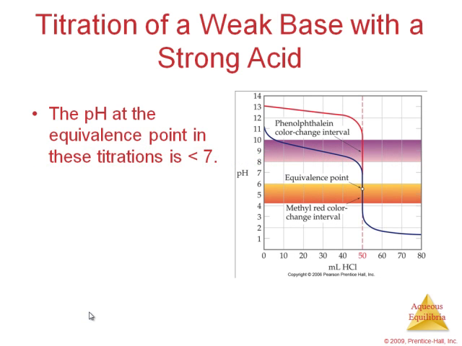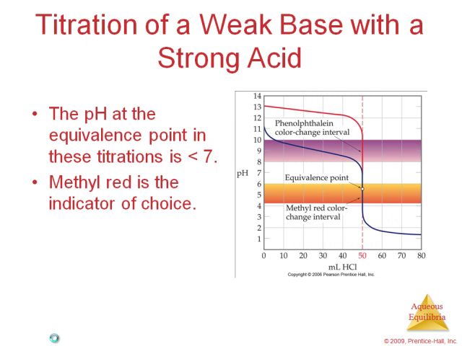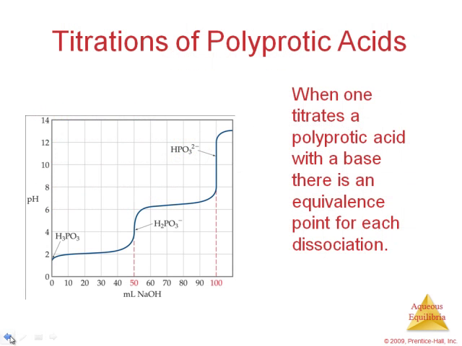So, titration of a weak base with a strong acid. Didn't we do the problem? The ammonia was a weak base titrated with a strong acid. So the pH at the equivalence point of this titration is going to be less than 7. Why? And usually methyl red is the indicator. Now let's try to make sense out of that.